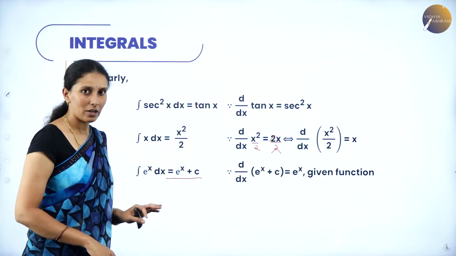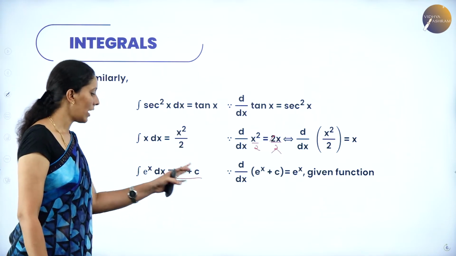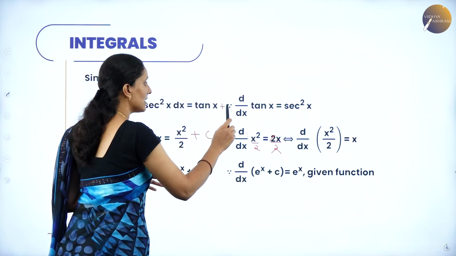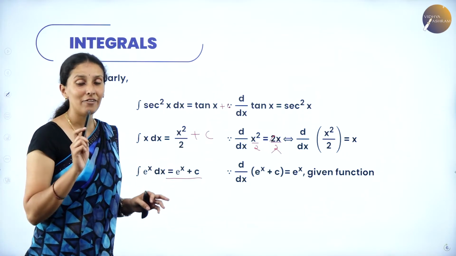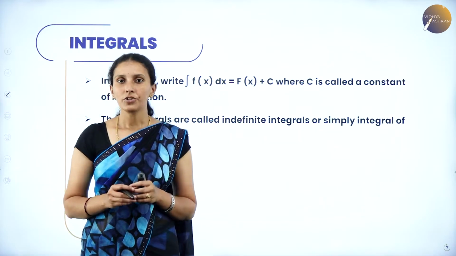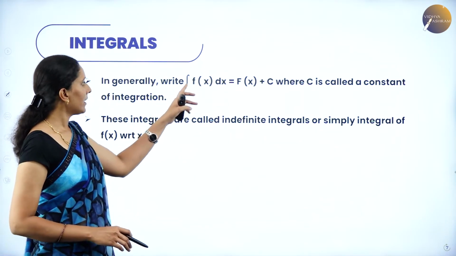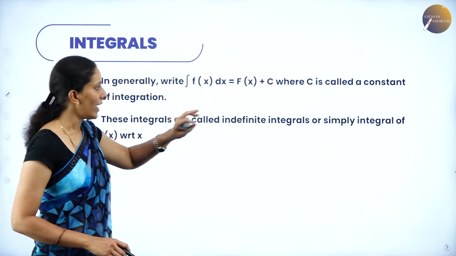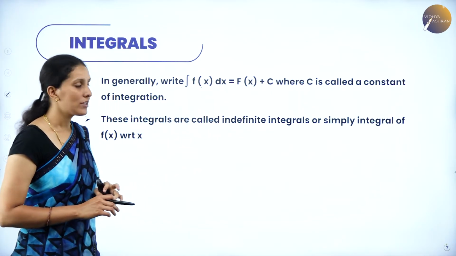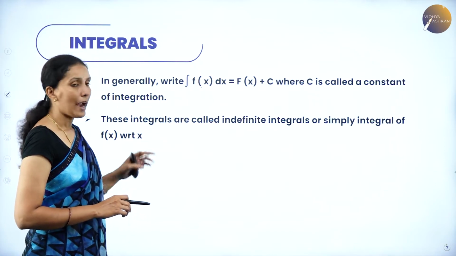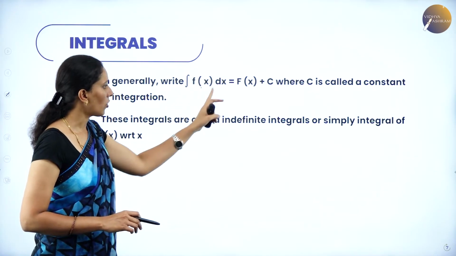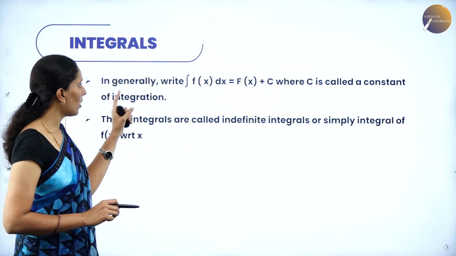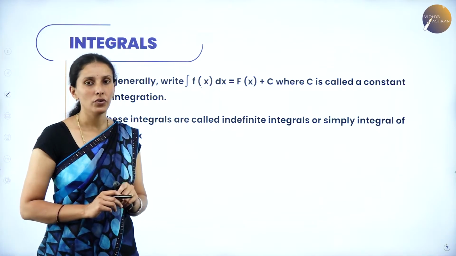But when you derive it, it becomes 0. So thus we can write all integration ending with constant c. This is only for indefinite integrals. So in general, we write integration of f of x dx is equal to f of x plus c, where c is called the constant of integration, and these types of integrals are called indefinite integrals, or simply the integral of f of x with respect to x.